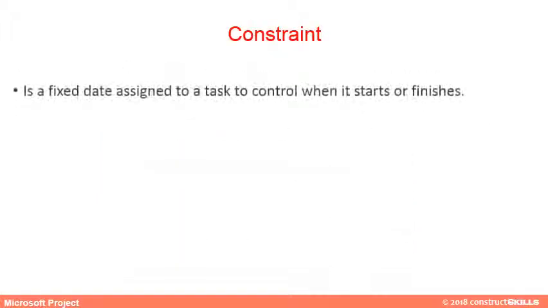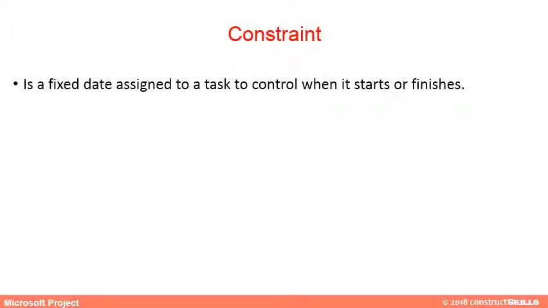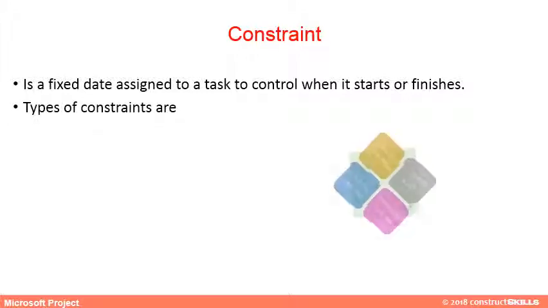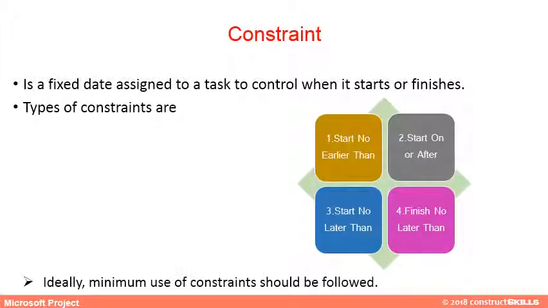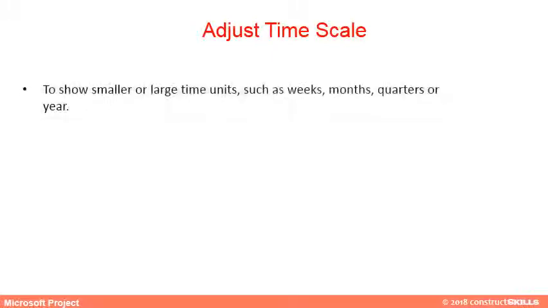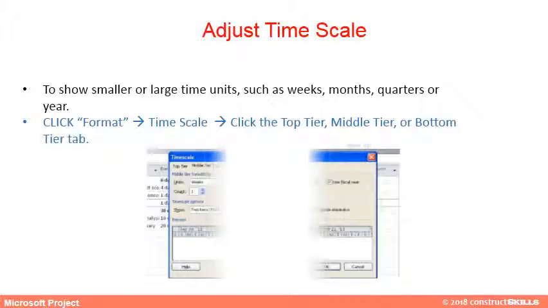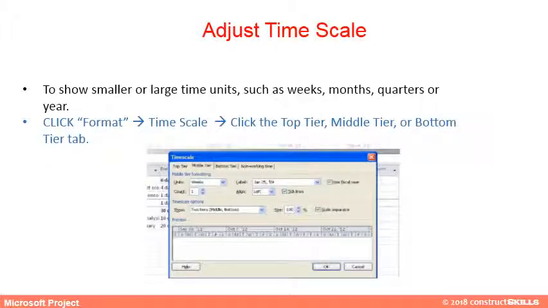A constraint is a fixed date assigned to a task to control when it starts or finishes. Multiple types of constraints are listed. Ideally, minimal use of constraints should be followed. While reviewing the Gantt chart on the screen, adjustment of the time scale is necessary to ensure the whole project can fit on the screen. Click on Format, Time Scale. Click the top tier, middle tier, or bottom tier tab, and adjust the time scale.